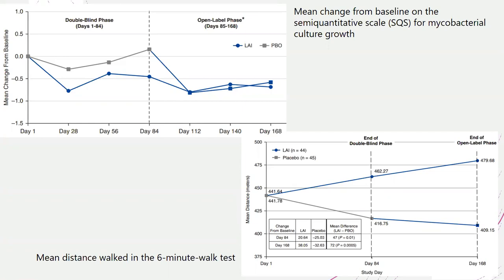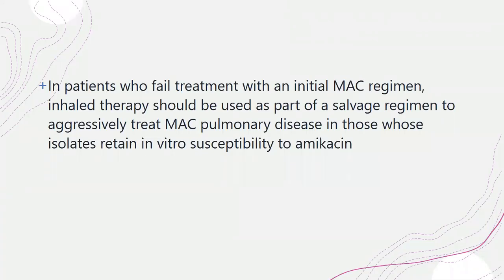And on top of that, remember we talked about how it's not always about the sputum culture conversion. It's also about how the patient feels, what their functional status is, what their quality of life is. And if you look at their mean change from baseline on the 6-minute walk test, there's a significant difference on day 84 and day 168 in the distance traveled in a 6-minute walk test in these two arms.